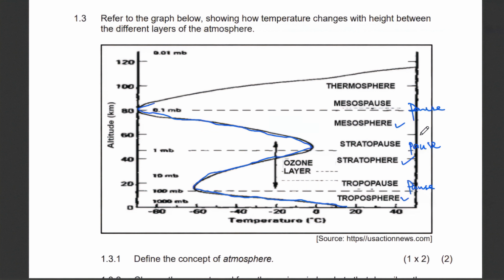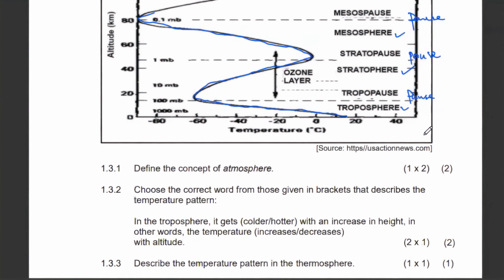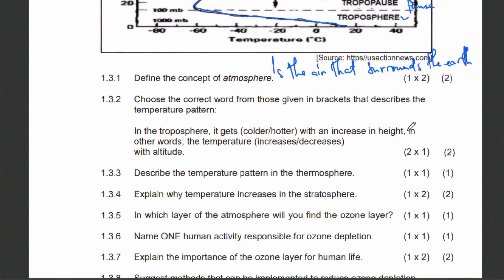So our first question is saying, define the concept atmosphere. So in simple terms, we can say the atmosphere is the air that surrounds the earth. Thus, in simple understanding of the atmosphere, we're looking at the air that surrounds the earth. That's our atmosphere.